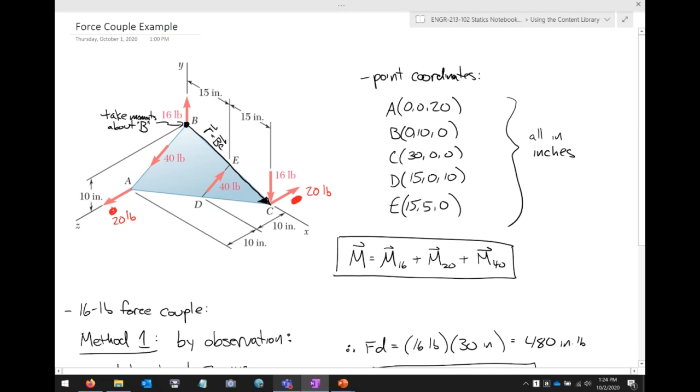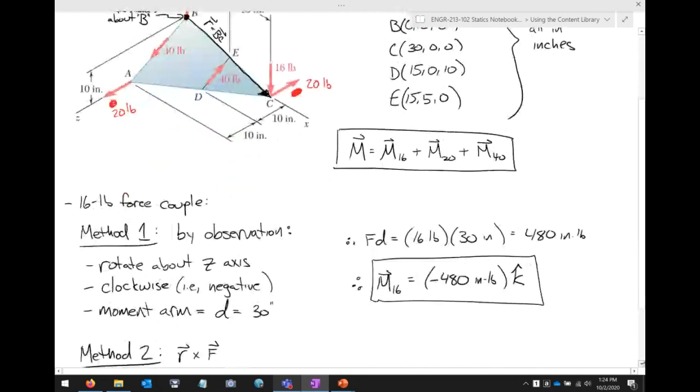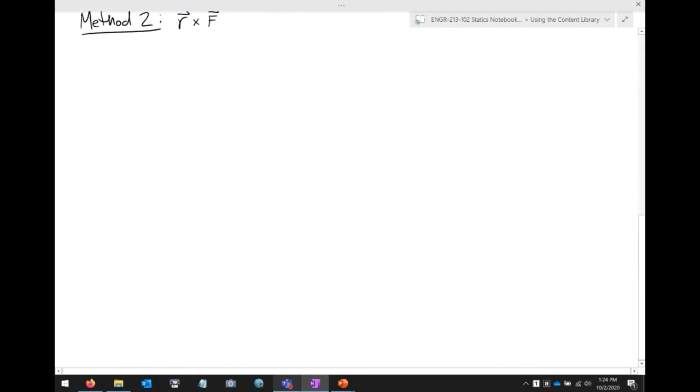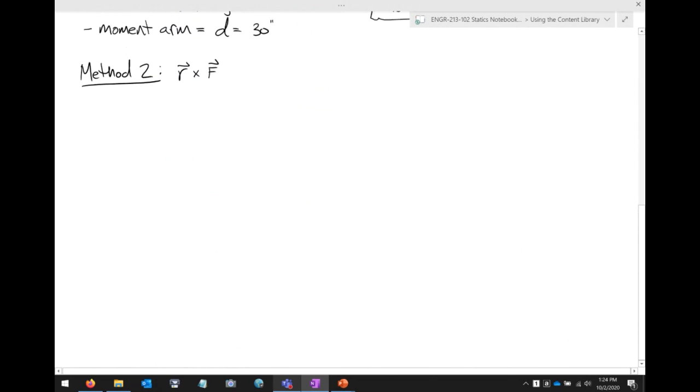So let me scroll down here because I kind of want to do this. I want to make sure I got space. So F is minus. Let me do it like this. Minus 16 pounds times J, and then R is going to be BC.